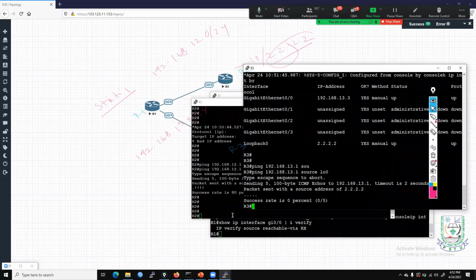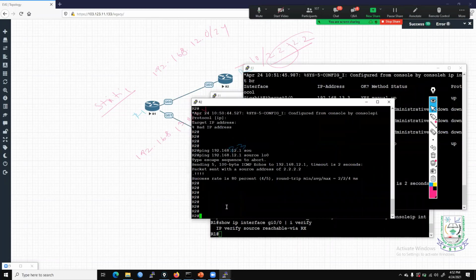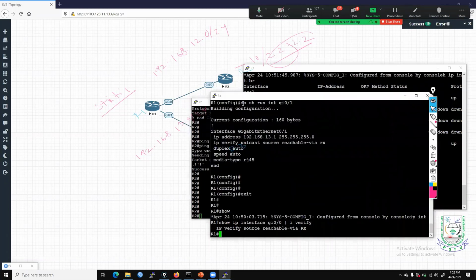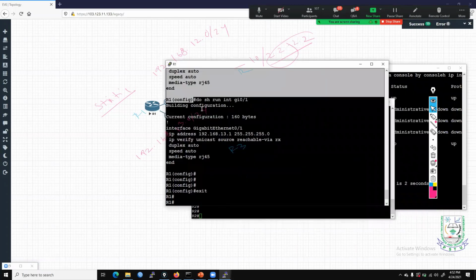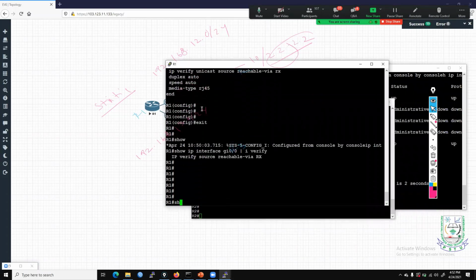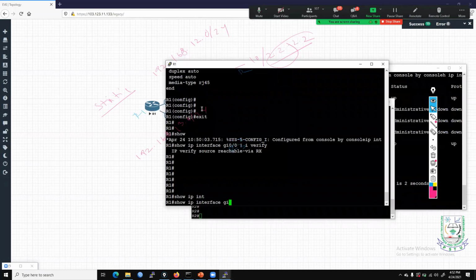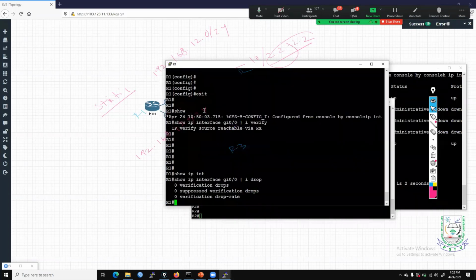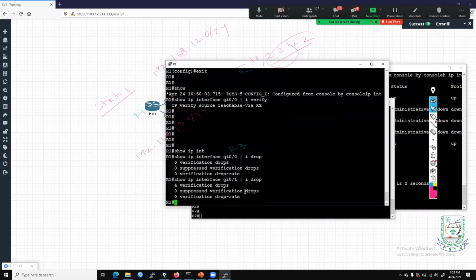See, if we check on R1, what is actually happening here? Show IP interface gig 0/0. If we check the dropped packets, you see the verification drops 0, suppression verification drop 0, verification drop rate 0 for gig 0/0. If you now check on gig 0/1, you see the verification drops 4, right?